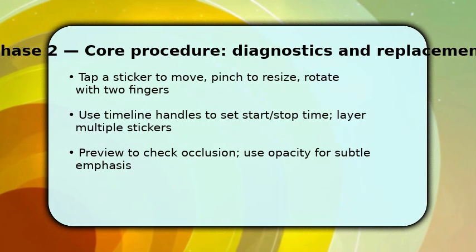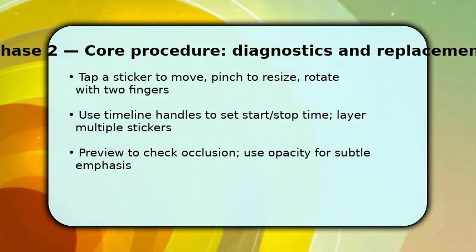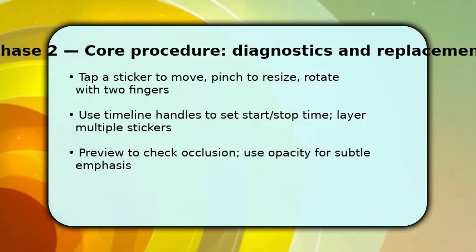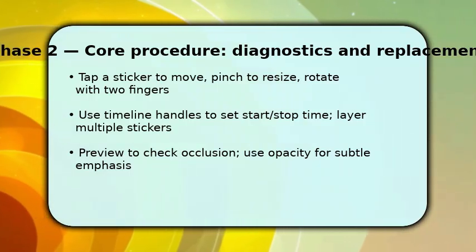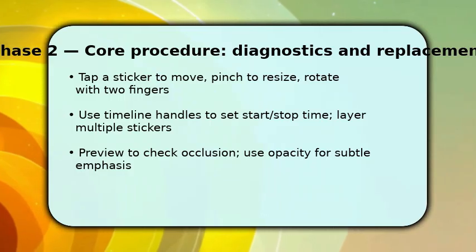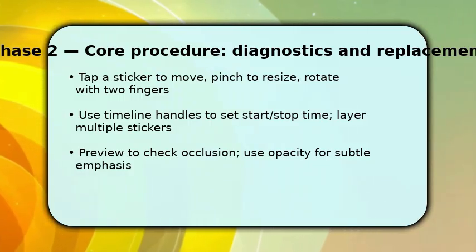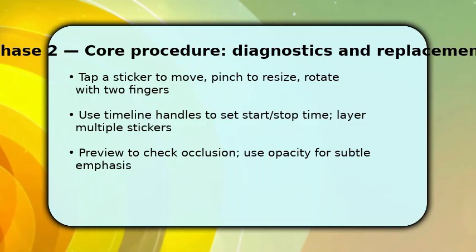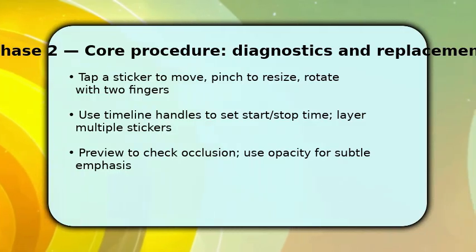Now you refine placement, size, and timing. Tap a sticker to move it, pinch to resize, and use 2 fingers to rotate. Position matters because viewers read faces and captions first. Use the sticker timeline at the bottom to set exact start and stop times, and layer multiple stickers for depth.